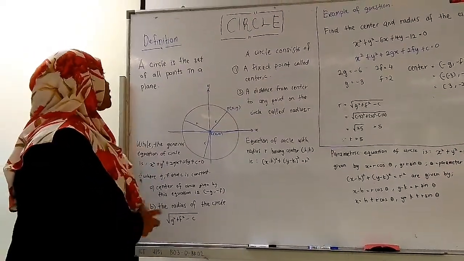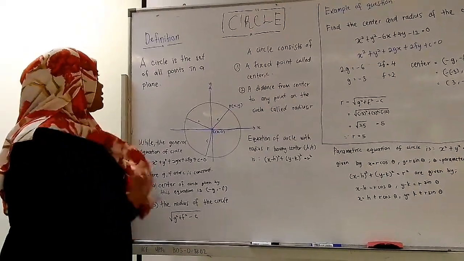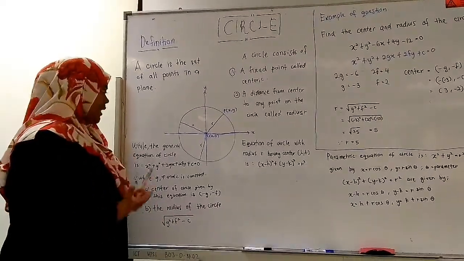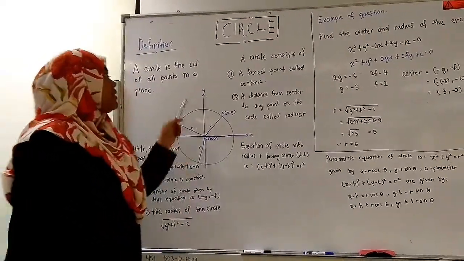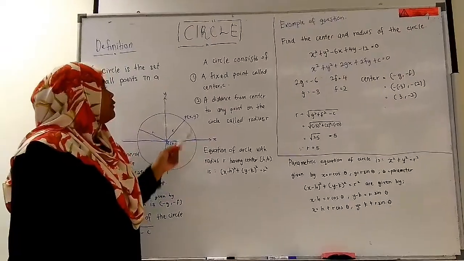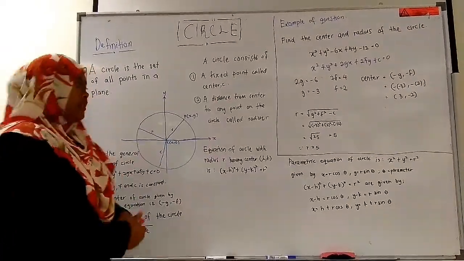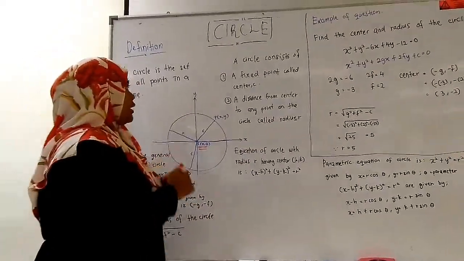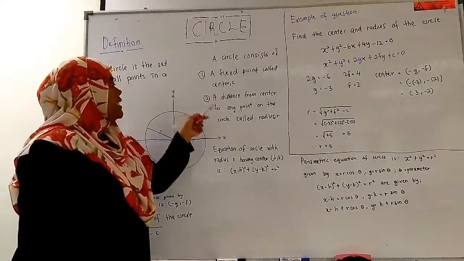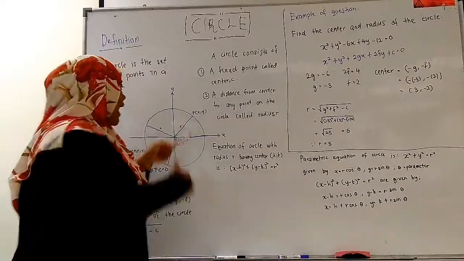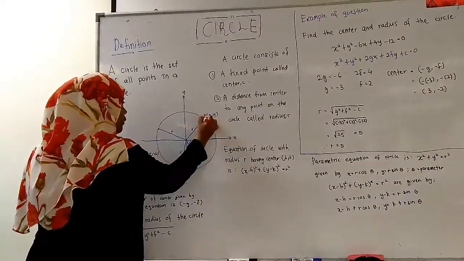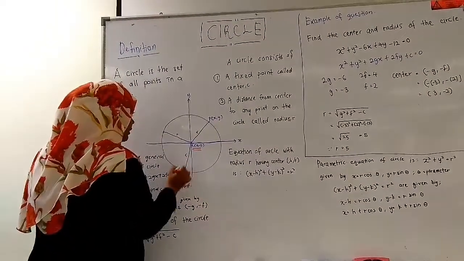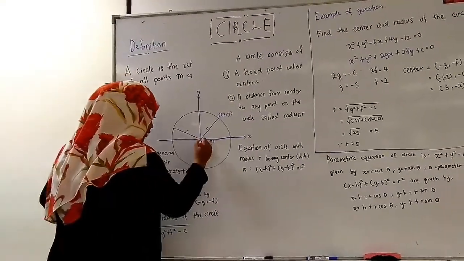Today I would like to explain about the circle, which is a part of the conic section. The definition of a circle is the set of all points in a plane. What does that mean? A circle consists of, first, a fixed point called the center. Then a circle also consists of a distance from the center to any point of the circle, that is called the radius. So this is the radius.